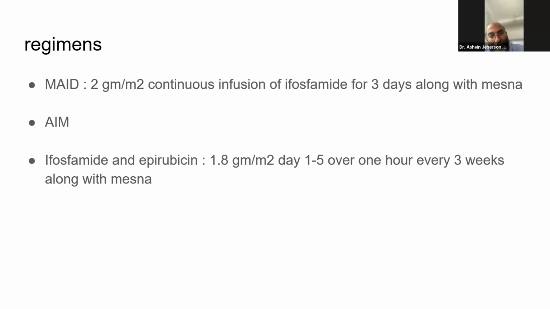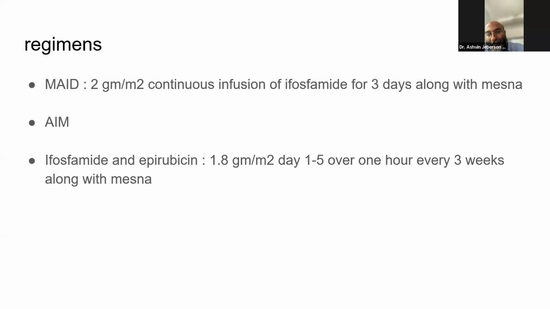The other regimen is the MAID regimen, which is the mesna, the adriamycin, ifosfamide, and dacarbazine, where 2 gram per meter square continuous infusion of ifosfamide for 3 days along with mesna. And AIM is without the dacarbazine, it is just adriamycin, ifosfamide, and mesna.